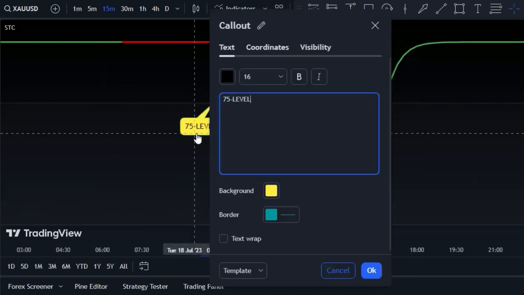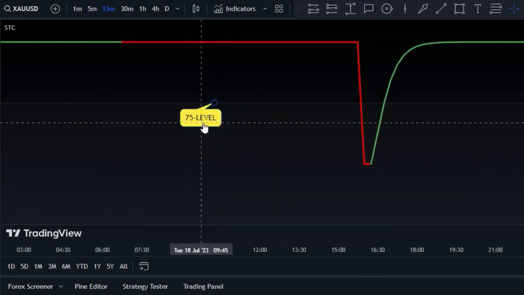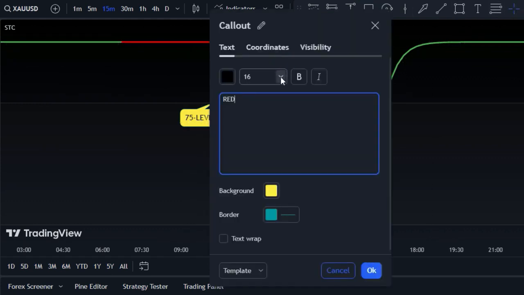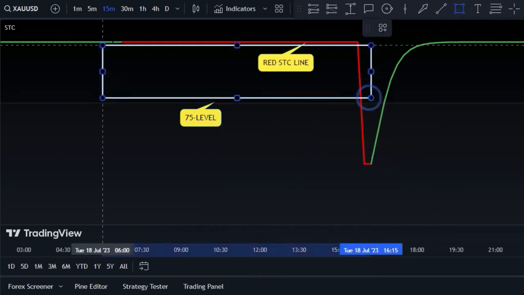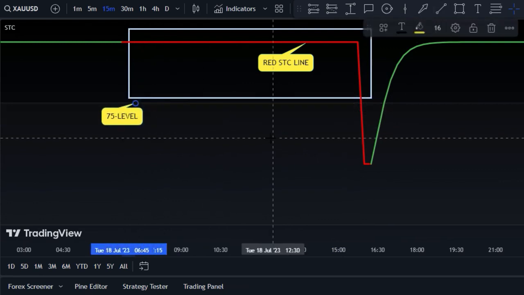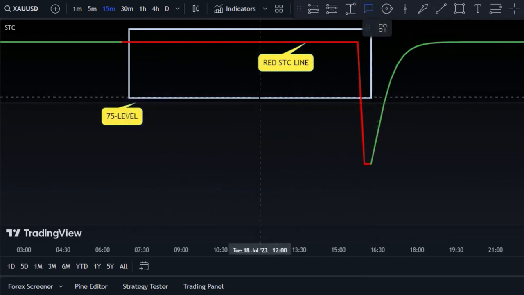Similarly, for a short signal, if the STC indicator line is red when the signal is issued and this red line is above the level 75, it confirms the short signal. If the conditions of the STC indicator are different when a short signal is issued, we'll disregard the signal.